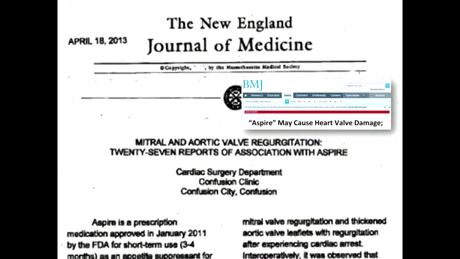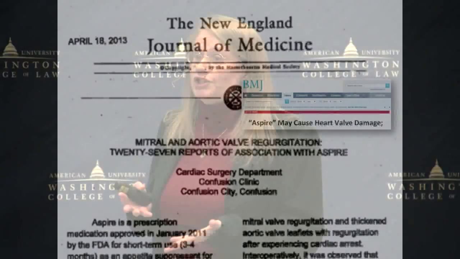She was in the hospital having just had a heart attack, and the damage to her heart was disturbingly similar to that discovered and published in a New England Journal of Medicine article about patients who had taken Aspire. Unfortunately, there's nothing in Aspire's label, patient medication guide, or package insert that indicates that Aspire causes heart valve damage.